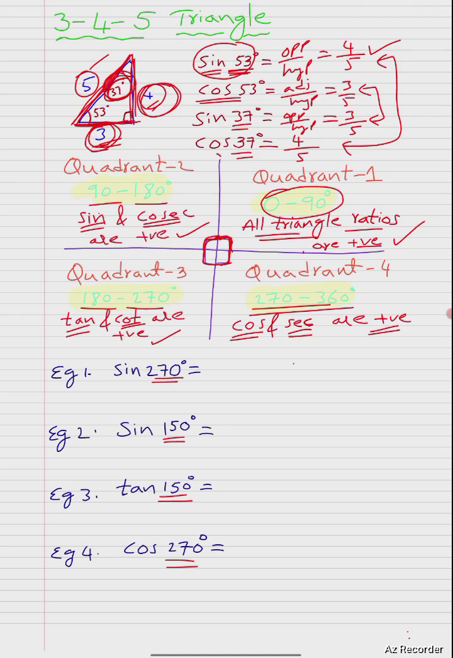Here, why sine and cosecant only? Because cosecant is the reciprocal of sine, cot is the reciprocal of tan, secant is the reciprocal of cos. So sine and its reciprocal are positive, tan and its reciprocal are positive, cos and its reciprocal are positive. Rest of the ratios are negative in these given quadrants.